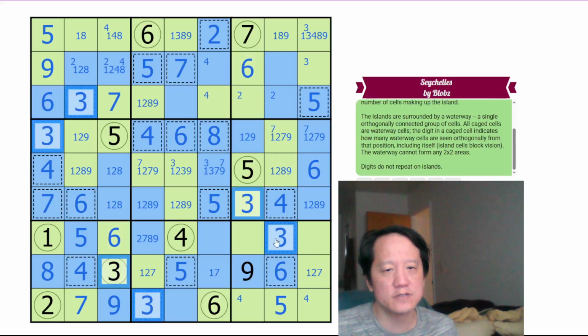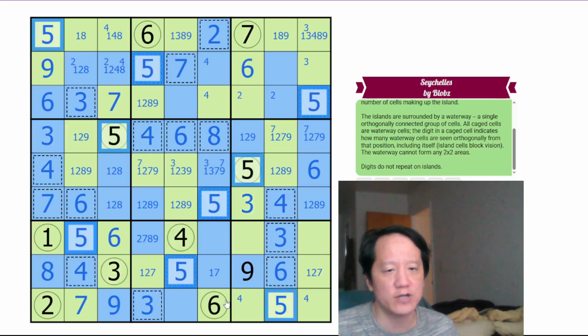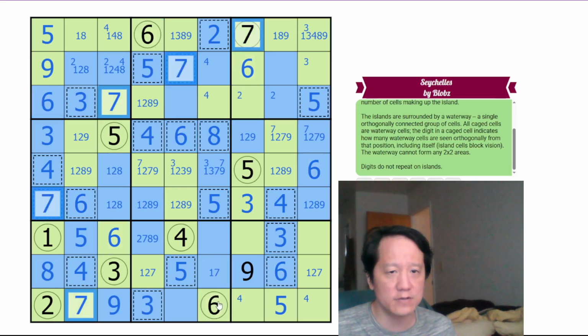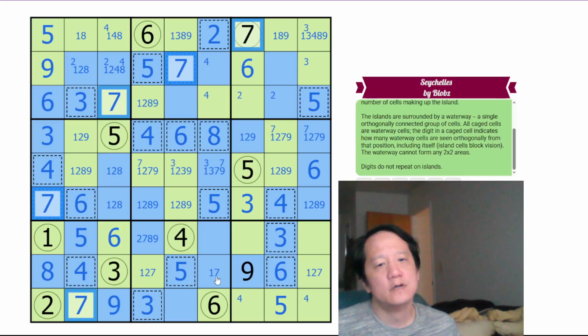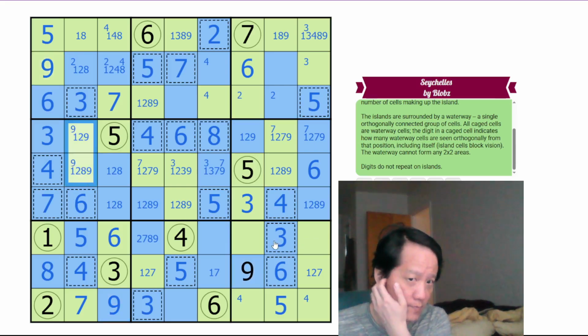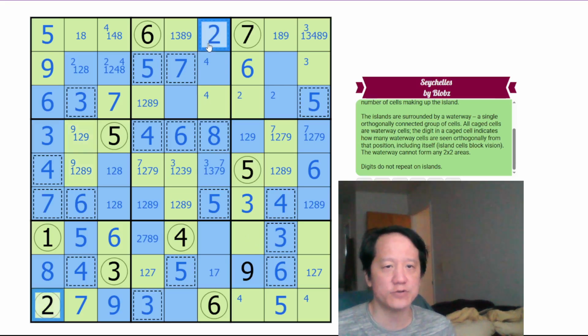We have all the 6s, 3s, we don't have enough information. 4s, we don't have enough. 5, we got that. 6s, 7. We don't have very much information there. 8s, we don't have very much information. 9s, we don't really have very much information either. And 1s and 2s are also not very informative either.